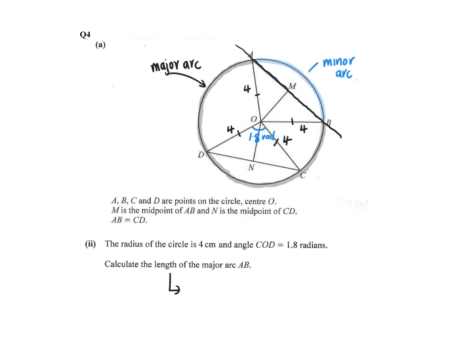No need to convert. Remember, the angle that they give you is in radians. So when you want to find the length, just use the radian formula. Don't overcomplicate matters. Major arc AB is r times theta. So what is the radius of this major arc? 1.8? What's the radius? Where is it?